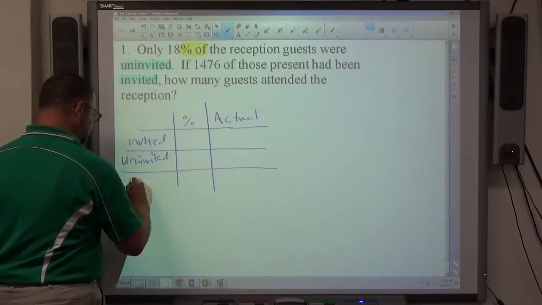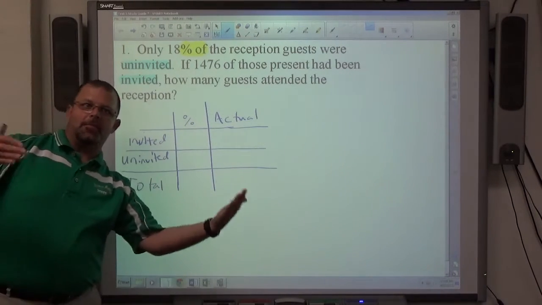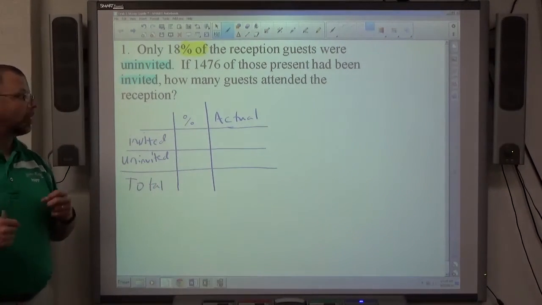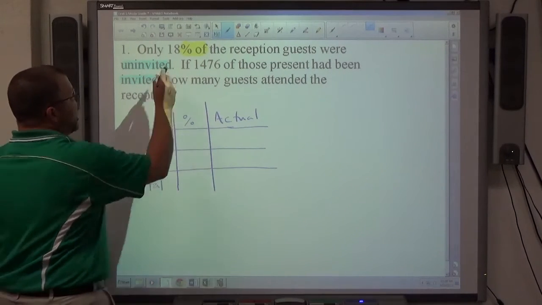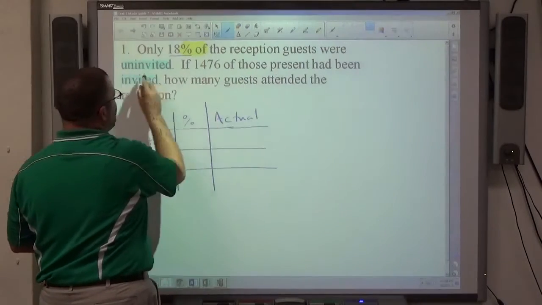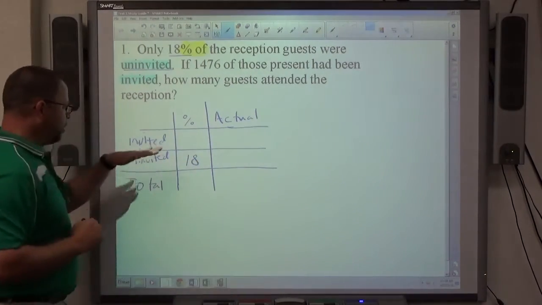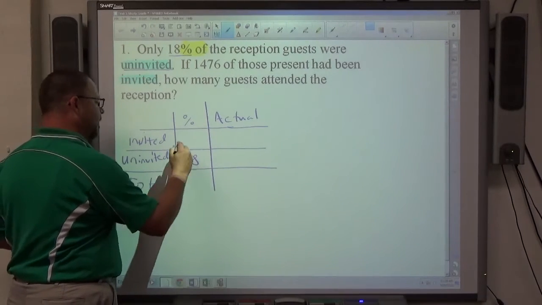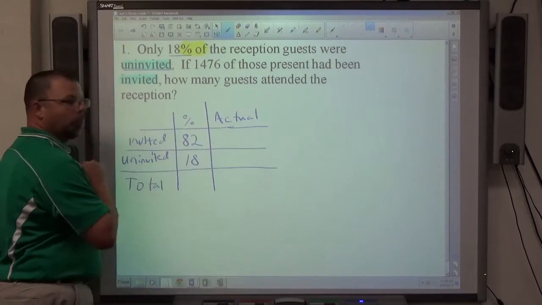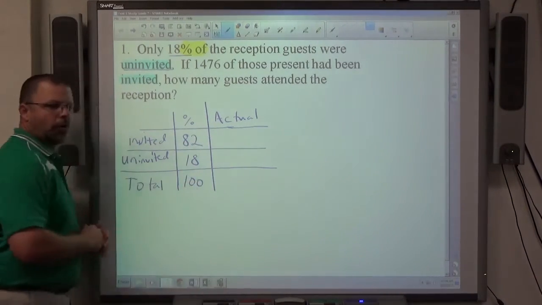My whole, if we take everybody who was invited and everybody who wasn't invited, put it together, that's everybody who was at the party. So we can get an idea of where things go. 18% of the reception guests were uninvited, so 18% goes in the uninvited column. Parts add up to 100%, which means if 18% were uninvited, then 82% would have been invited. Add those together, we get a total of 100% for all the guests at the party.